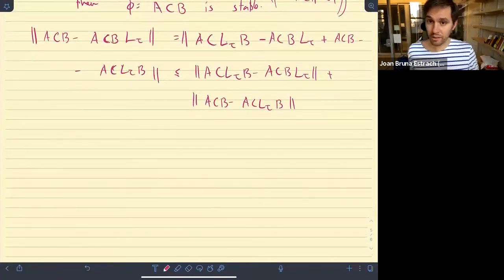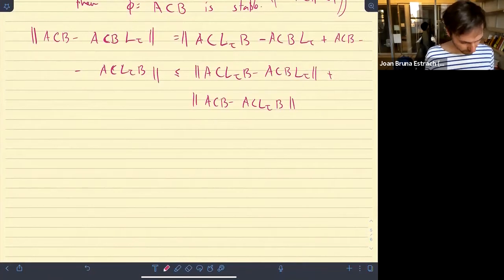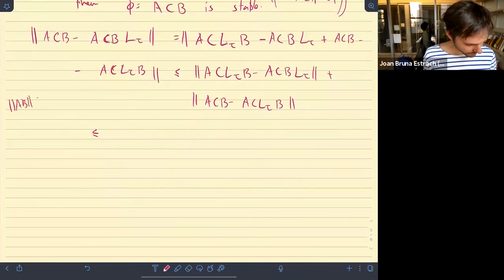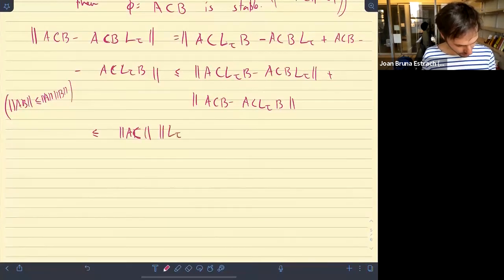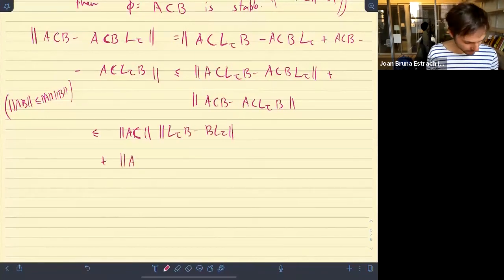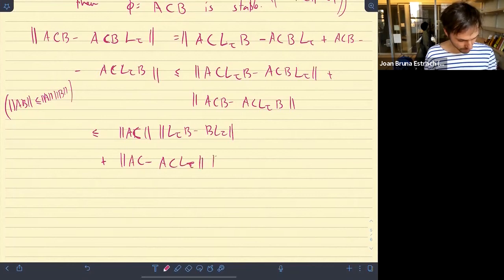And now we can just start playing with each of the terms. So we can also use the fact that the norm of A times B is smaller than the norm of A times the norm of B, in operator norm. So this is controlled by AC times the norm of L tau B minus B L tau, plus AC minus A C L tau times the norm of B.